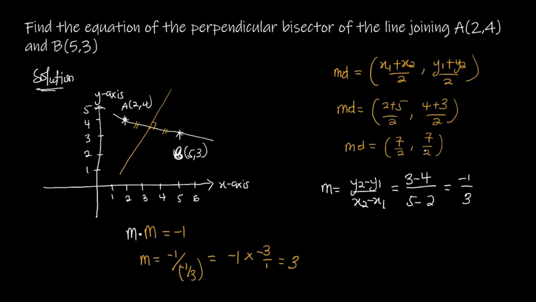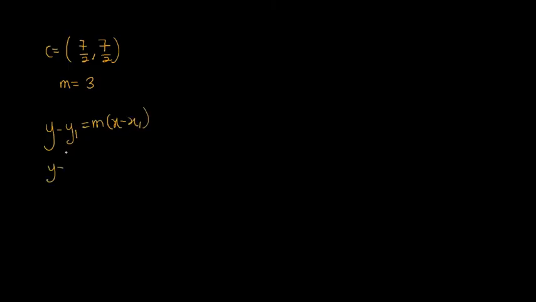So now that we have the point 7 on 2, 7 on 2, and the gradient 3, let's go ahead and find the equation of the perpendicular bisector. So our points are 7 on 2, 7 on 2, and then our gradient m is equal to 3. Let's say our point is C. So the equation becomes y minus y1 equals m into bracket x minus x1. So I have here y minus y1, 7 on 2, is equal to m, which is 3, into bracket x minus 7 on 2.